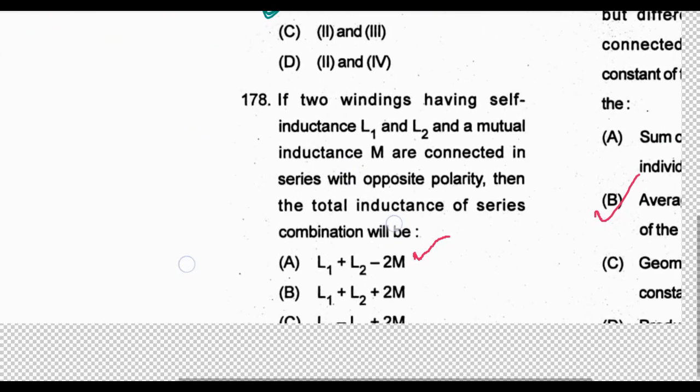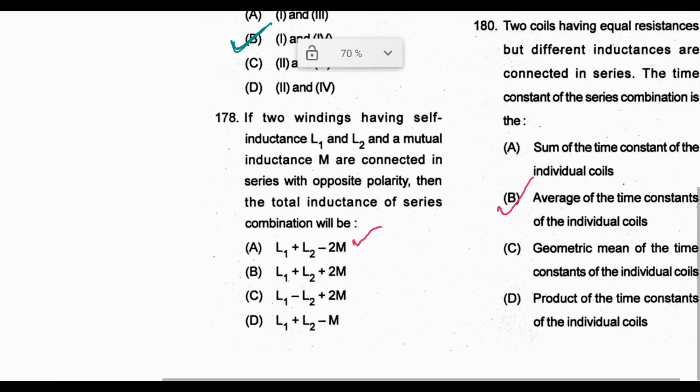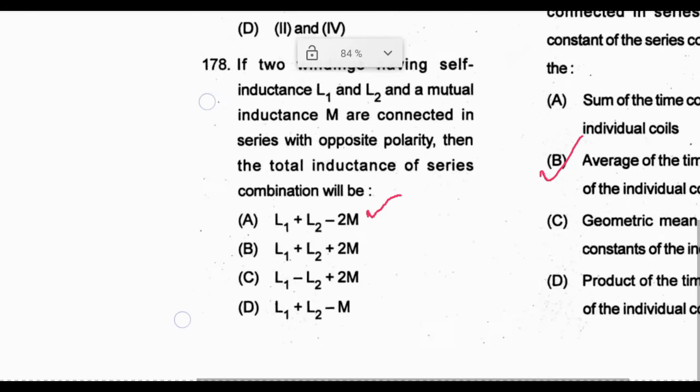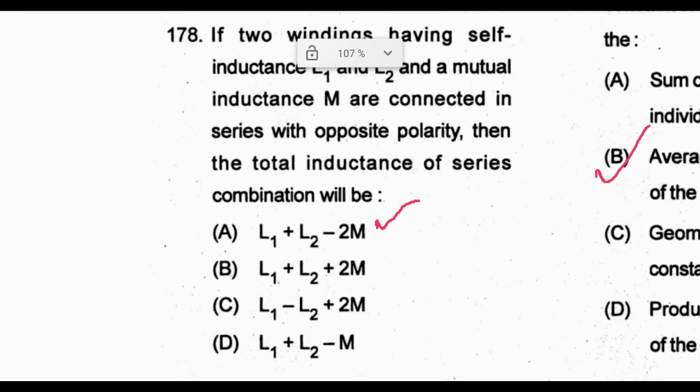Next question is question number 178. If two windings having self inductances L1 and L2 and the mutual inductance M are connected in series with opposite polarity, then the total inductance of the series combination, this is directly the formula L1 plus L2 minus 2M, because they are opposing. Option A is the correct answer.